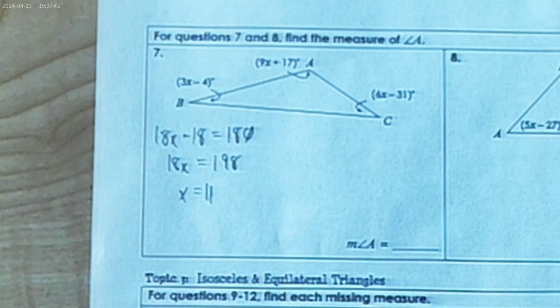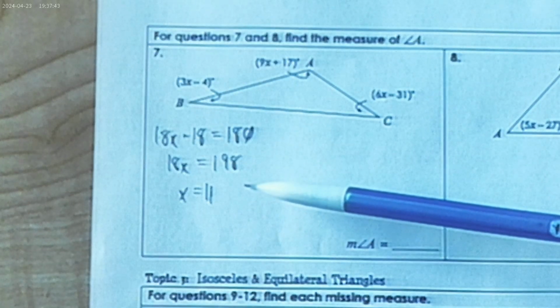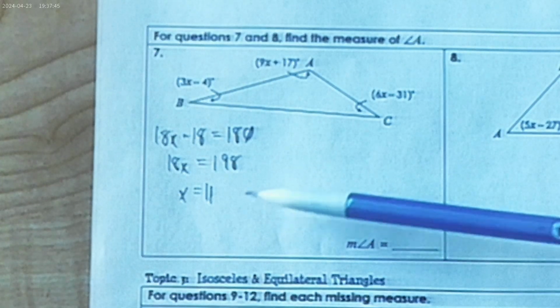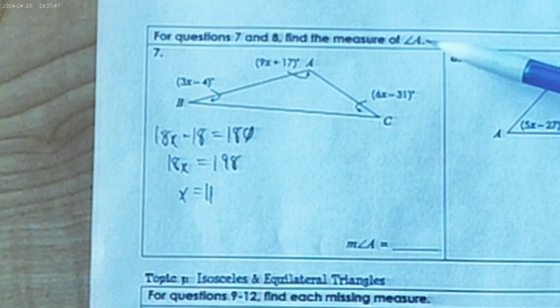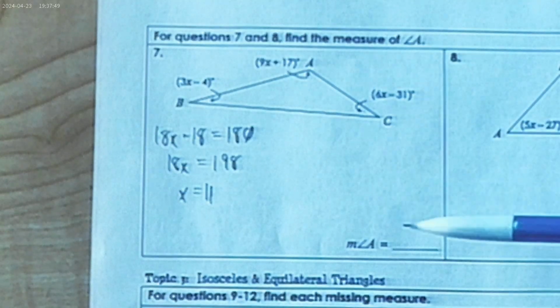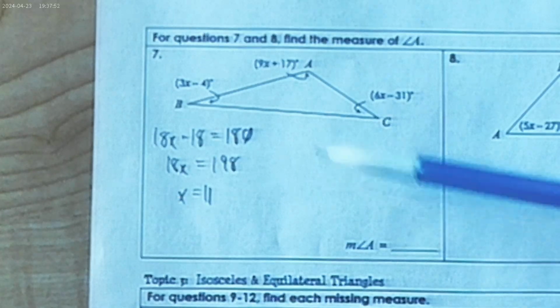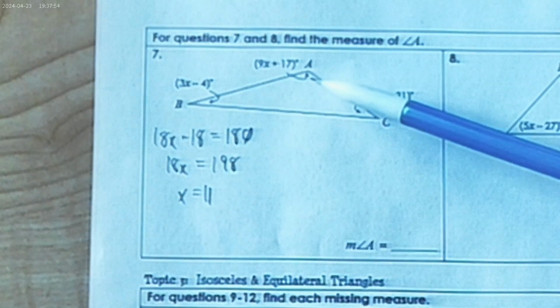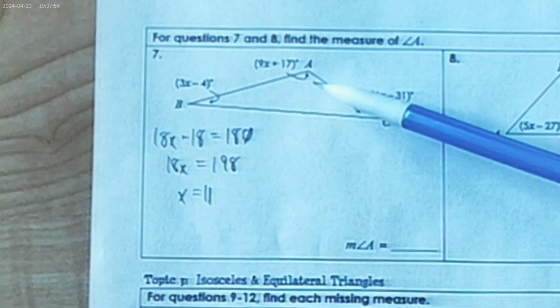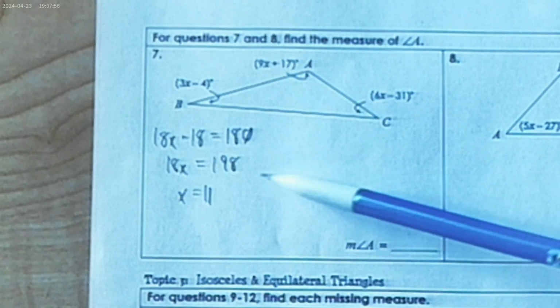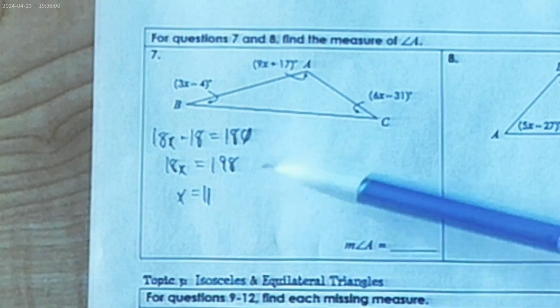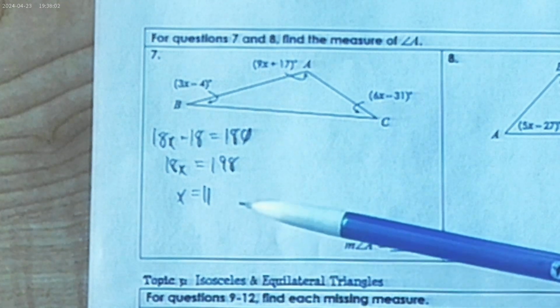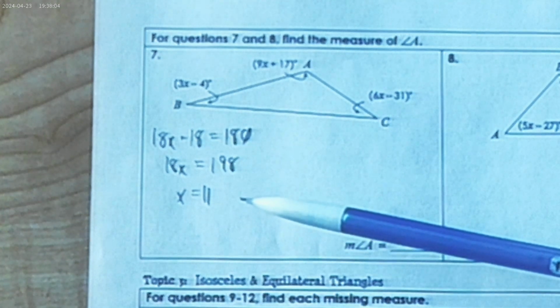Just because solving for x is important, it is key, but it is not what the question asked for. The question asked for you to find the measure of angle A. So finding x is absolutely necessary for finding the measure of angle A, but if you find x and then just move on, that is incorrect. That is the wrong way to do things.